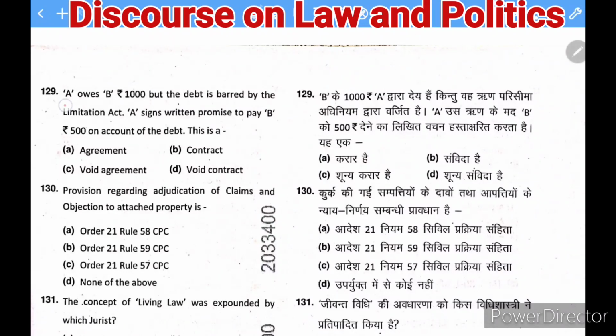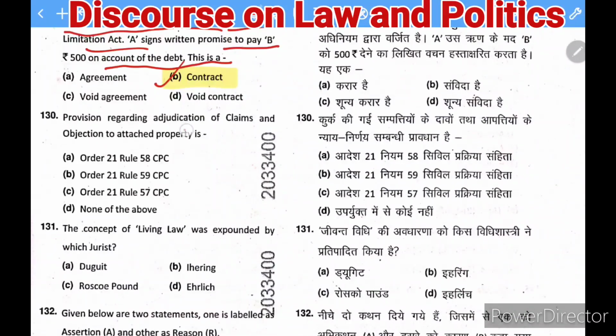The question is: A owes B rupees 1000, but the debt is barred by the Limitation Act. A signs a written promise to pay B rupees 500 on account of the debt. Whether it is going to be a contract, an agreement, or a void agreement. So this is going to be a contract here. So this is the right answer.